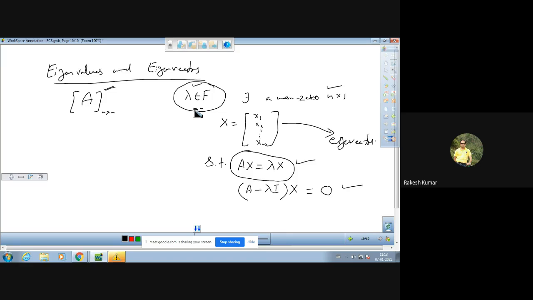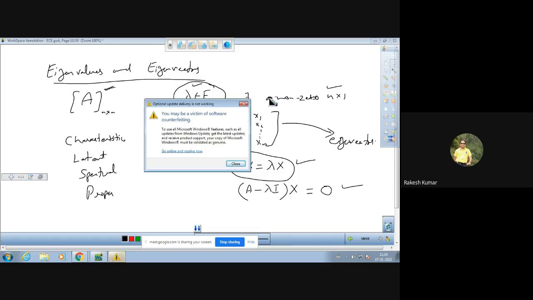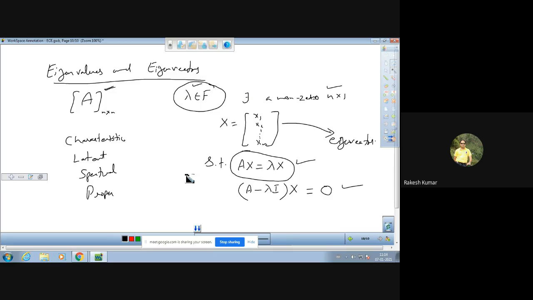Eigenvalue को हम लोग characteristic value भी बोलते हैं. This is the other name of eigenvalue. Latent root भी बोलते हैं. This is also said to be a latent root. Spectral value भी कहते हैं. Spectral value, latent root, characteristic value और proper value, ये सारे के सारे नेम जो हैं इसी के हैं. So this is the meaning of eigenvalue.